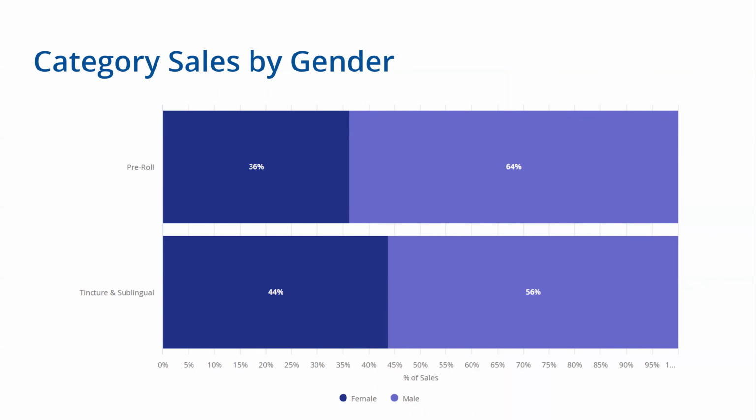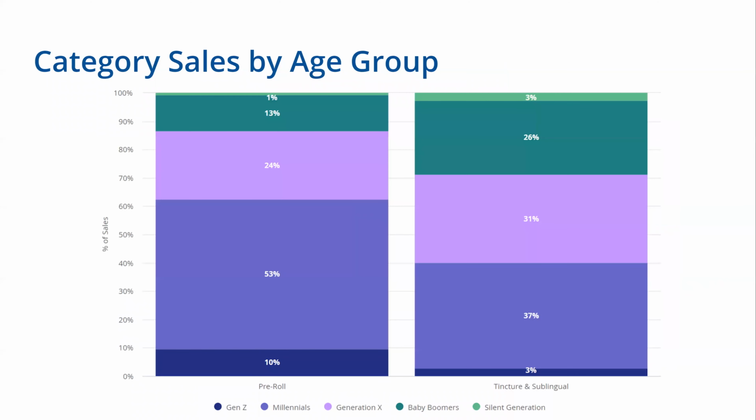And let's compare age groups next. Slide, please. Thank you. Okay, so this chart shows the proportion of sales within the pre-roll and tincture categories to each of our established age groups. And from an initial glance, we can already see that there's some pretty big differences in who is more likely to buy these products. Let's look at each age group from the youngest to oldest, and that's moving from the bottom to the top of each bar.